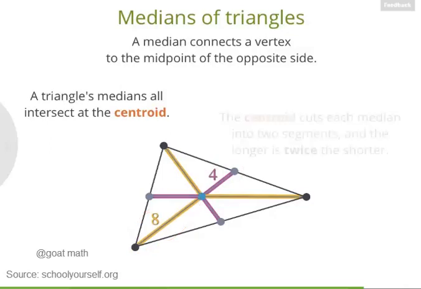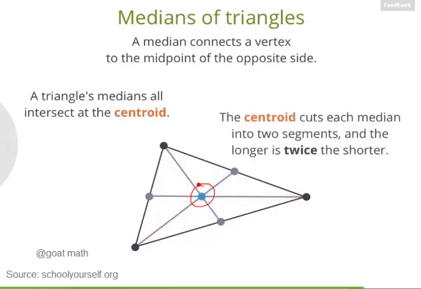So in general, the centroid cuts each median into 2 segments, and the longer segment between the centroid and the vertex is exactly twice as long as the segment between the centroid and the midpoint. This is true for all 3 medians. It's a pretty neat fact, and there are a few different ways to prove it, but we'll save that for a later lesson.